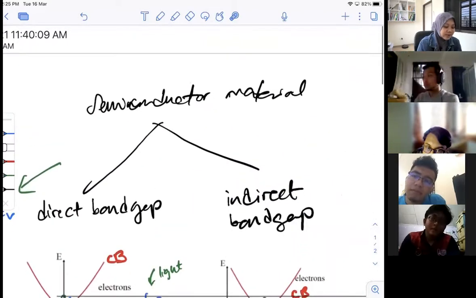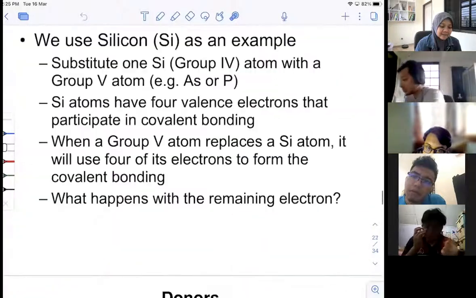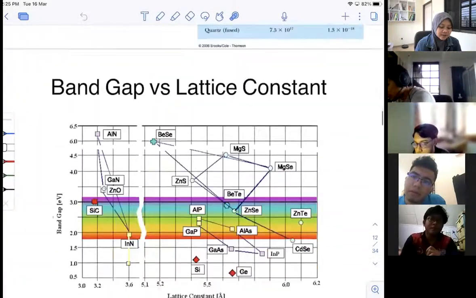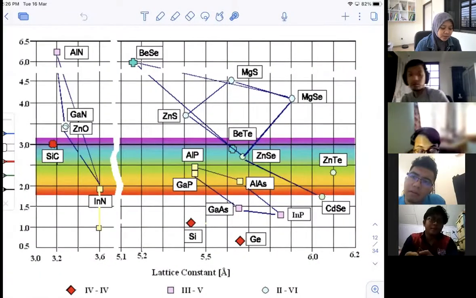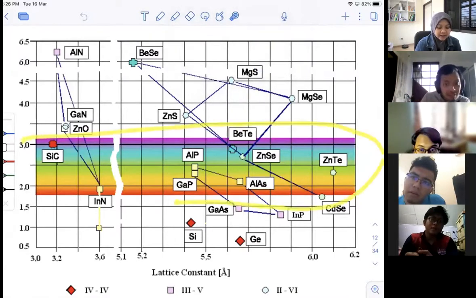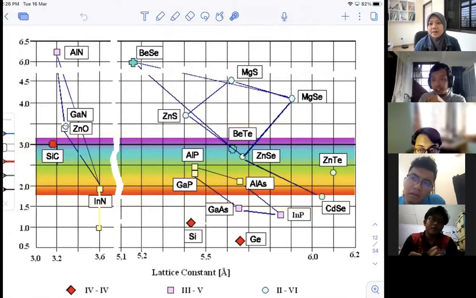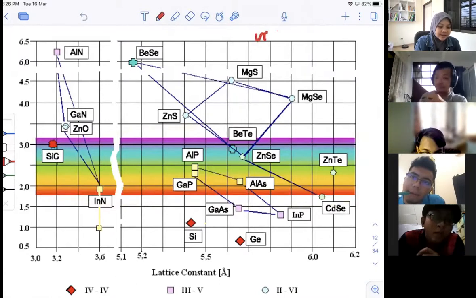So let's go back to your slide. Apa lagi soalan awak nak tanya? So this is what the brother Aiman was saying. If you can see here, the material within this color means that it gives out visible light. What does visible light mean? Something that is the color, can see with eye. Yes, visible light means light that you can see with your eyes.